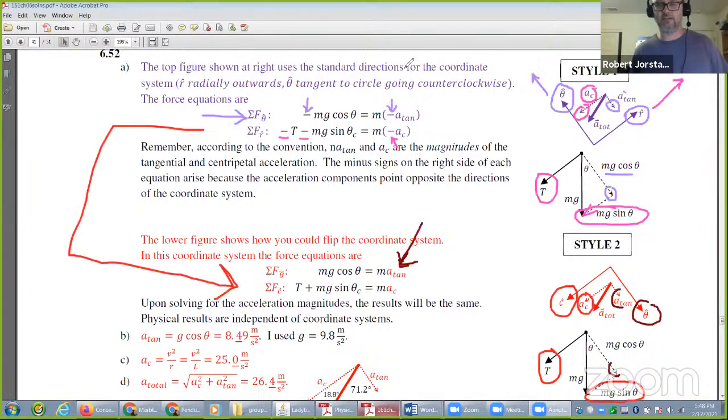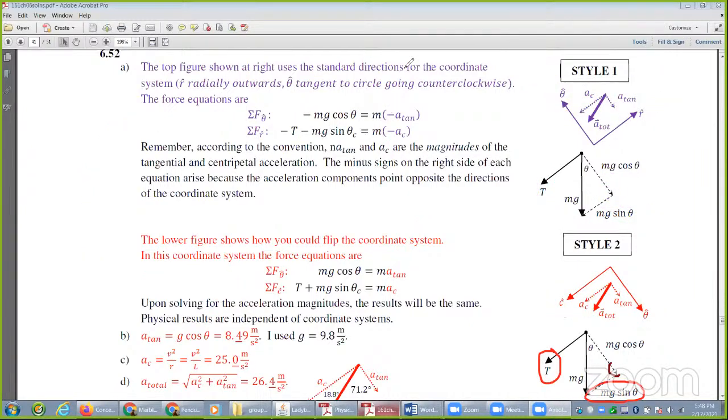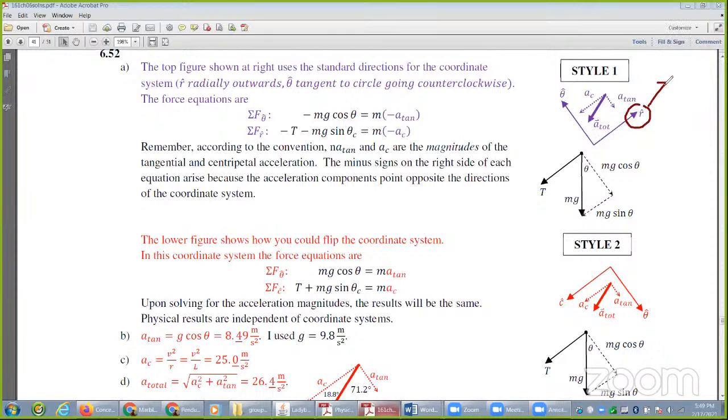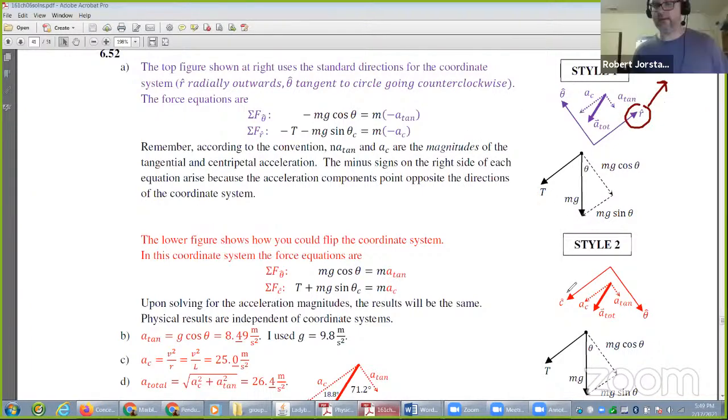Here it is again if you need it. So why is it a C hat instead of an R hat? R hat by definition is radially outwards. C hat, I'm choosing to call towards the center. So you could also call this negative R hat. But I chose to call it C hat so I didn't have to think about minus signs. That's it. Cool with that?